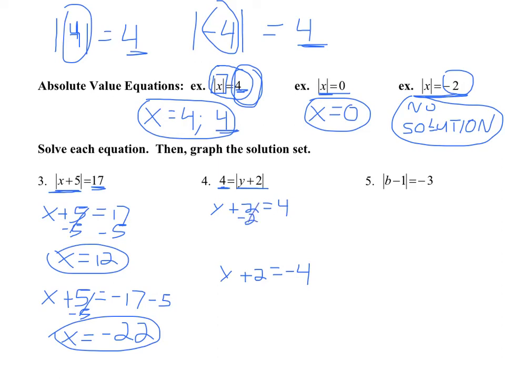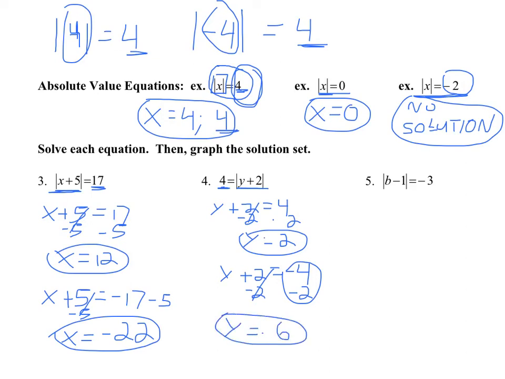And then it's just an easy one-step equation. Subtract 2 from both sides. 4 minus 2 gives us 2, so that's one of the answers. When I look at the second equation, I do the same thing: subtract 2 from both sides, and -4 minus 2 is -6. So our 2 answers here are y equals 2 and y equals -6.